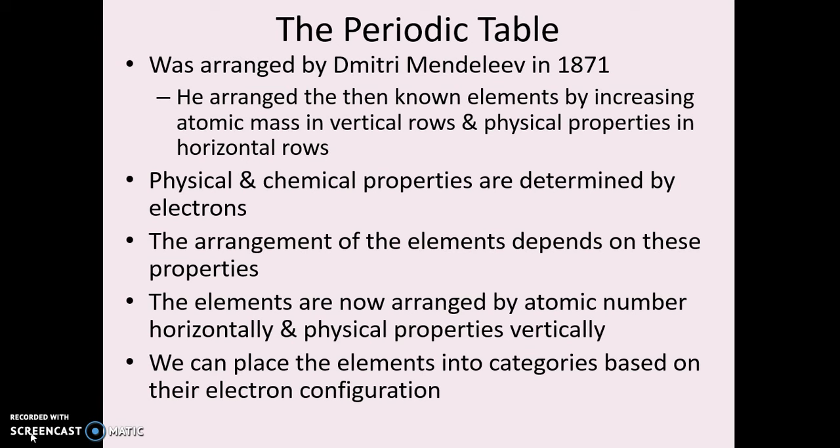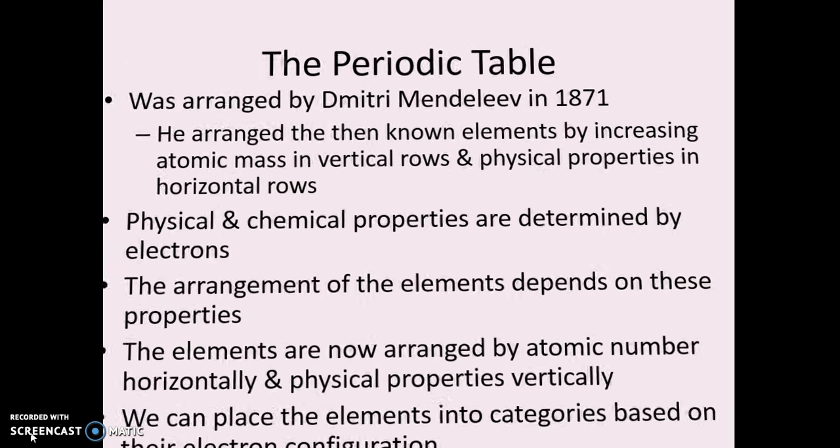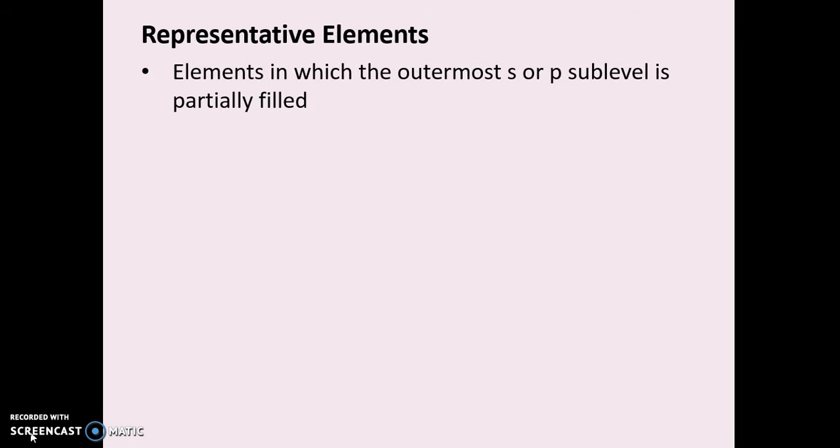We can put the elements into categories based on their electron configuration. So how many electrons are present in a certain sublevel or orbital at a particular place. The representative elements are the elements where your outermost S or P sublevel is partially filled.